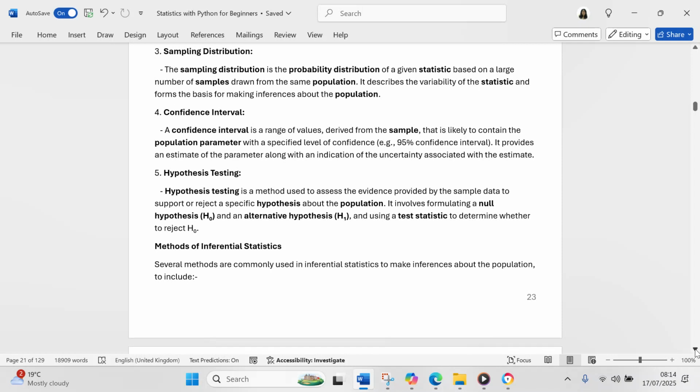Then you have hypothesis testing. Hypothesis testing is a method used to assess the evidence provided by the sample data to support or reject specific hypotheses about the population. It involves formulating a null hypothesis, that's H0, and an alternative hypothesis, that's either H1 or HA, and using a test statistic to determine whether to reject H0.